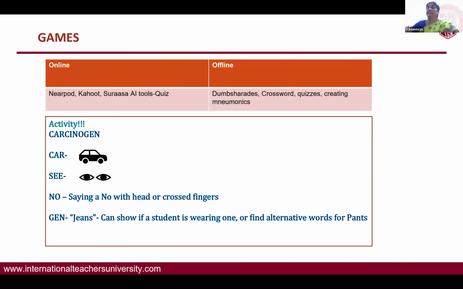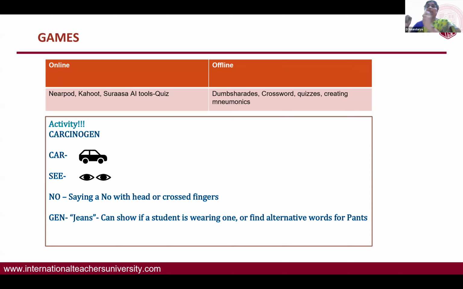Okay, now I come to the third area of technology that we have already been using, which is games. I'm sure many of you would be using websites like Nearpod, Kahoot, Surasa. Just now I showed you the quiz tools there. But I also use a lot of offline gaming in my class, where I can involve students using games. One of the very common ones I do is dumb charades.